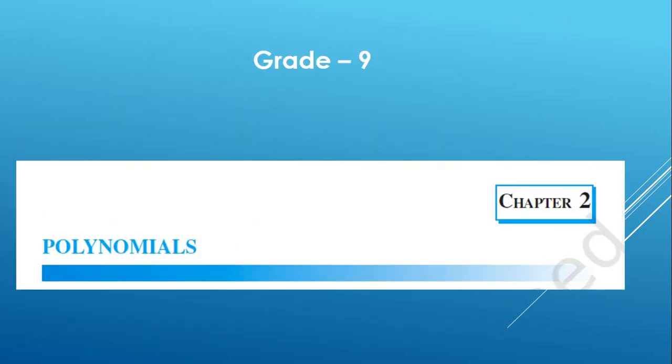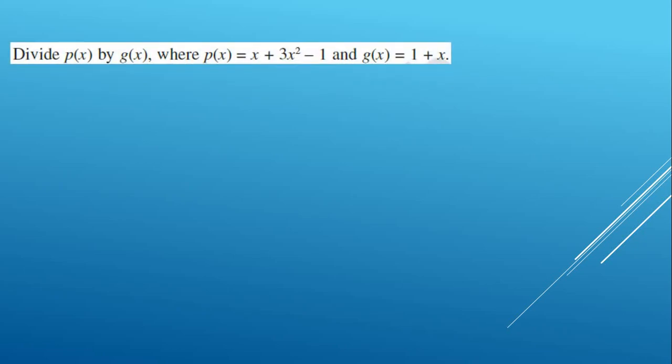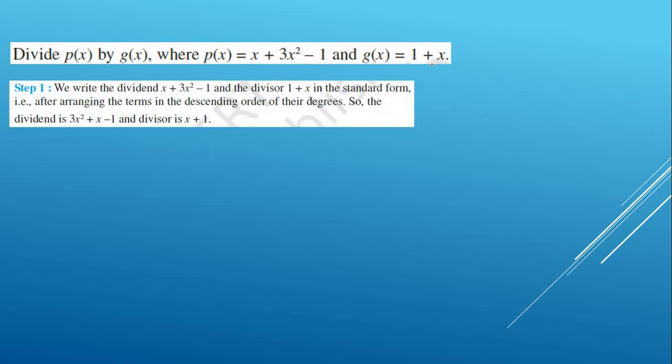So we would start with chapter 2, polynomials. Let's start the remainder theorem with the explanation of a division of polynomials. I am taking here one example of division of two polynomials. Divide p(x) by g(x). One polynomial is p(x) = x + 3x², and another polynomial is g(x) which equals 1 + x. So let's see how to divide.